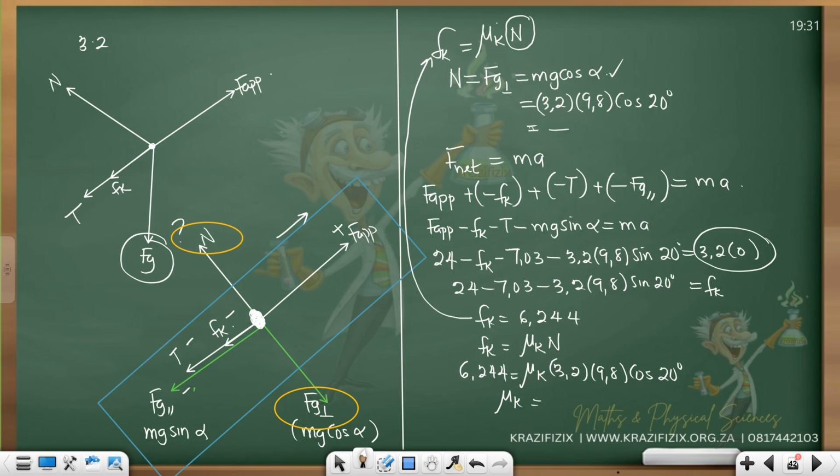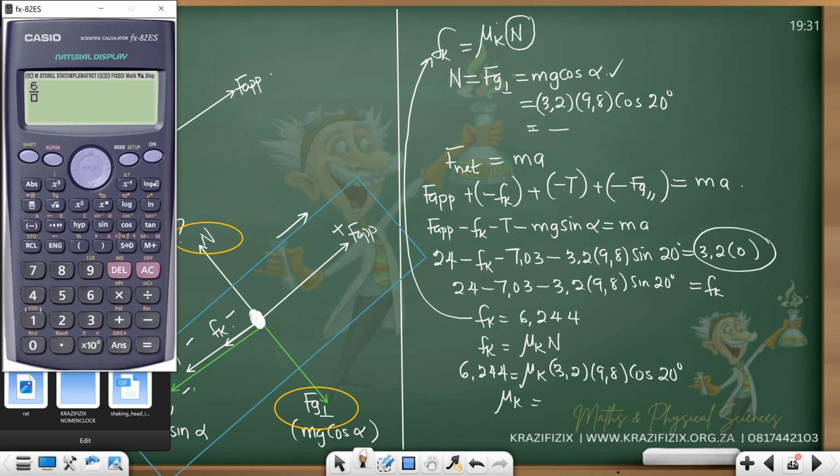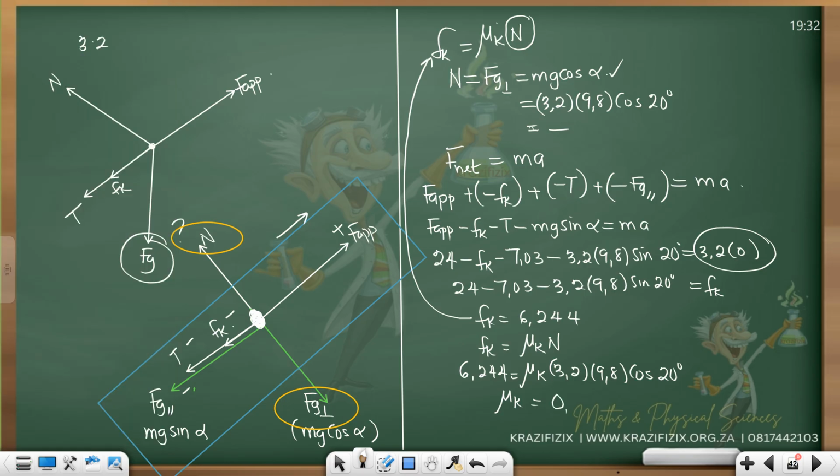Okay, so let's answer that. We get a calculator, and then we say 6.244 divided by 3.2 times 9.8 cos 20. Case closed, 0.21. We're done. 6 marks. There's no unit for that.